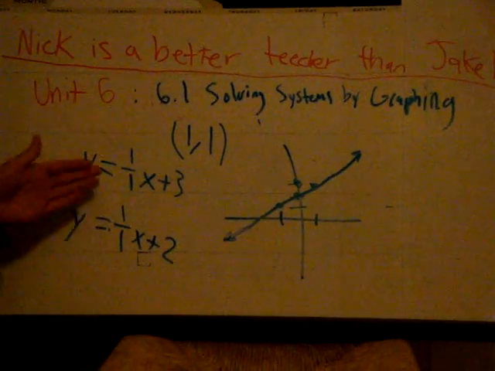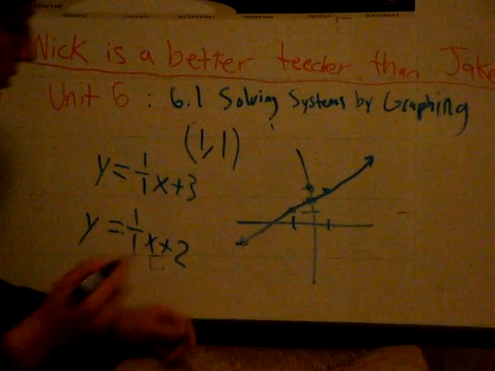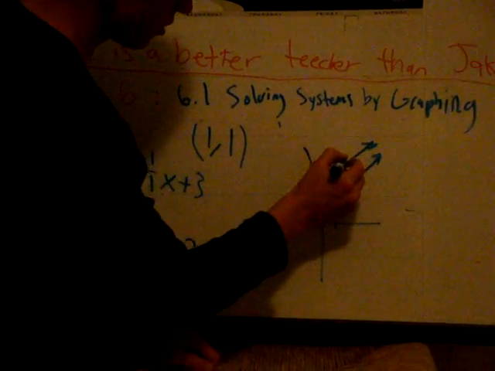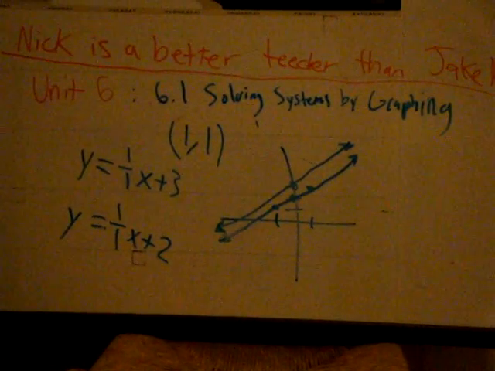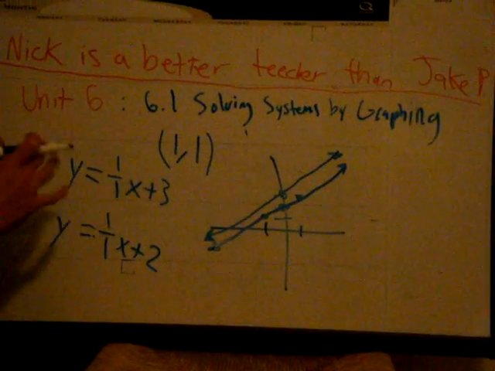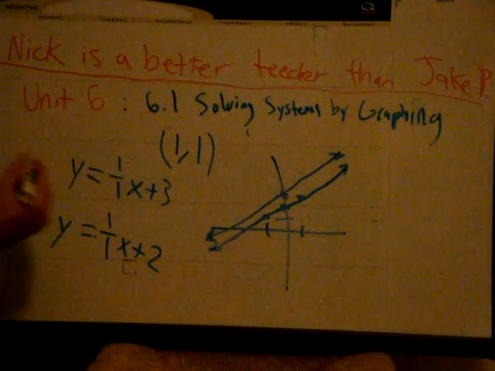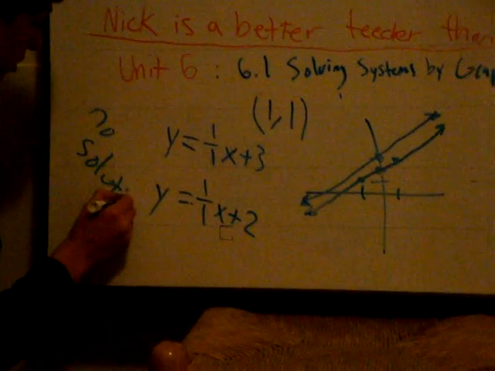And since they both have the same slope but different y-intercepts, they're going to be parallel lines that go on endlessly forever. And that would mean that the solution to these equations is none. So the answer would be no solution.